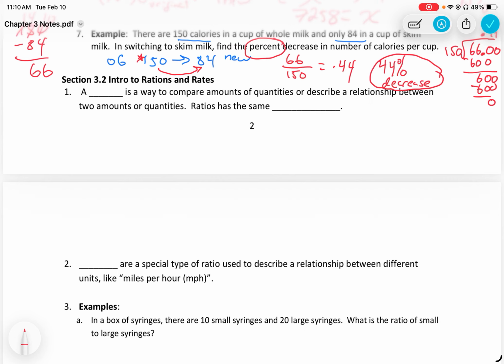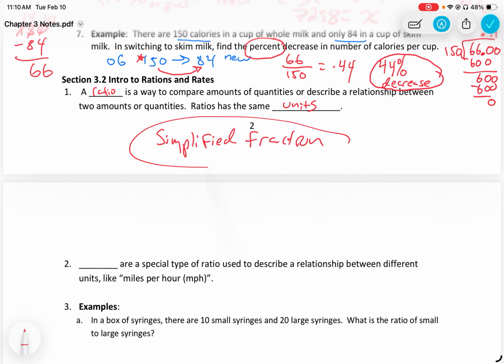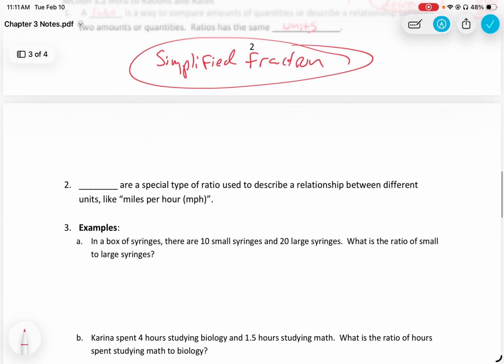Okay, this last little part is just going over some other ways we can think about a lot of things. What we can see here is that a ratio is a way to compare amounts of quantities or describe relationships between two amounts, and ratios have the same units. Basically, ratio is a fancy way to say a simplified fraction. Okay, so we've already been dealing with ratios a bunch.